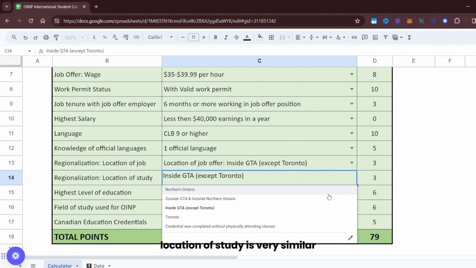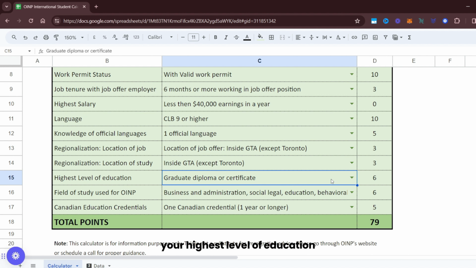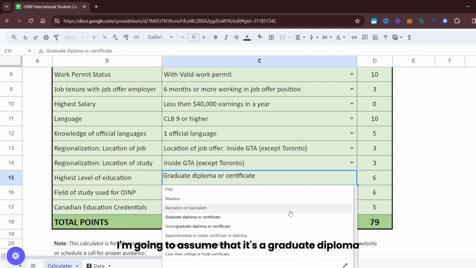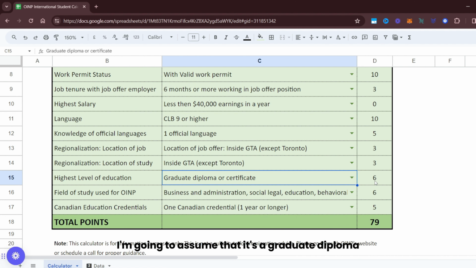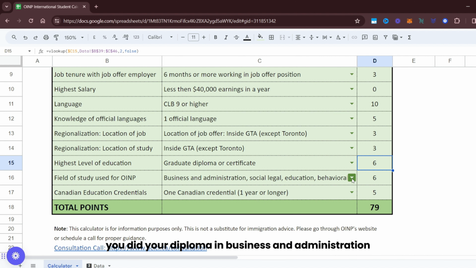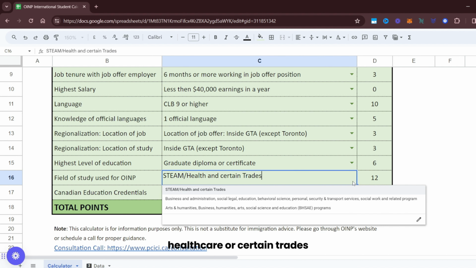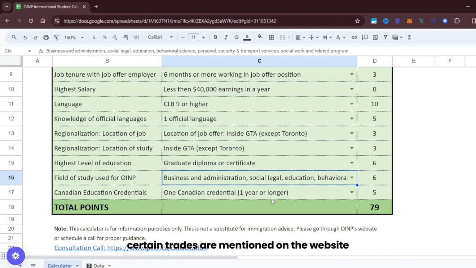Location of study is very similar. Let's say you studied from Mississauga, so you can claim 3 points here as well. Your highest level of education, I'm going to assume that it's a graduate diploma for 1 year, so you can claim 6 points. You did your diploma in business and administration related stuff, so you get 6 points for that. If it was related to STEM, healthcare or certain trades, you would get more points. The details of these certain trades are mentioned on the website.